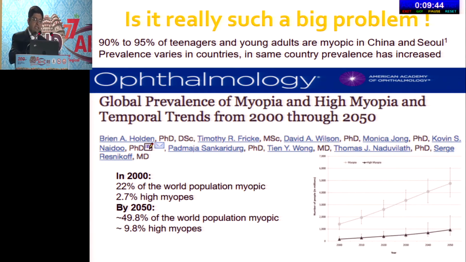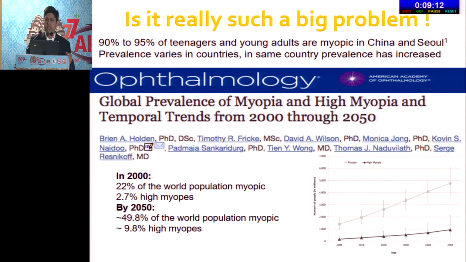And in India we have not till yet been concentrating on it for 2 possible reasons. One, because we are actually not thinking about it so much, and 2, probably it is still not so much as we expect it or see it in the East Asian countries. But there was this study, which was really an eye-opening study, published by the Brian Holden group in Ophthalmology, which talked about the global prevalence of myopia and high myopia and the temporal trends from 2000 to 2050.